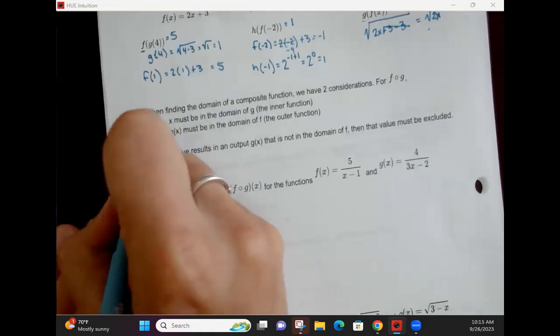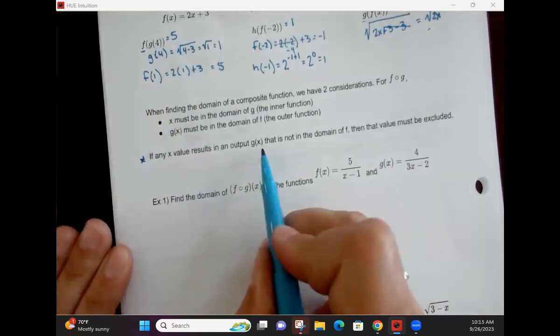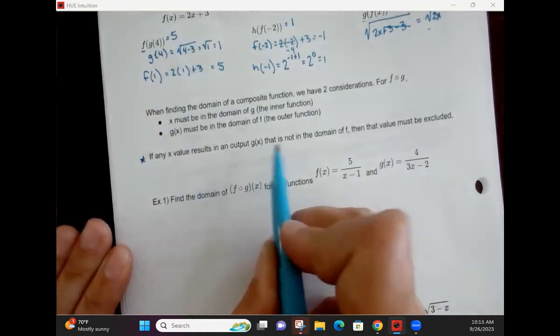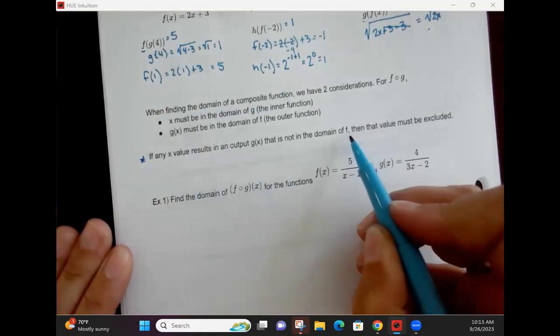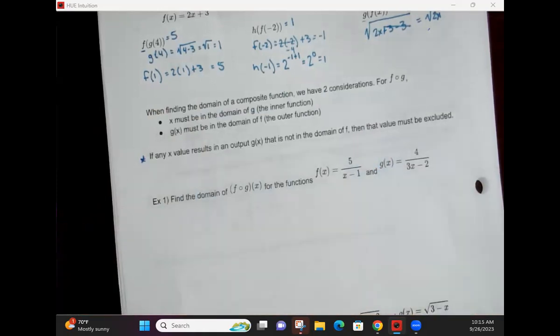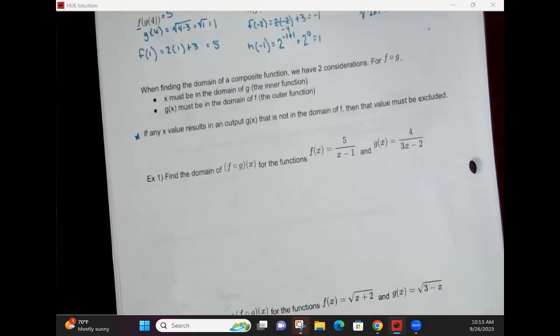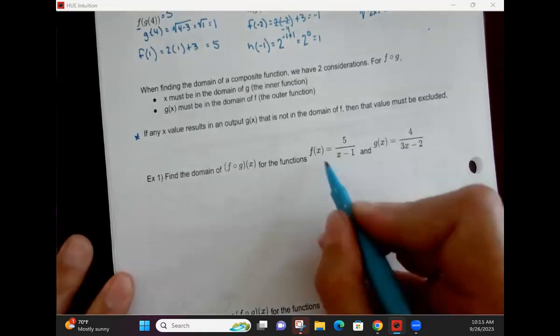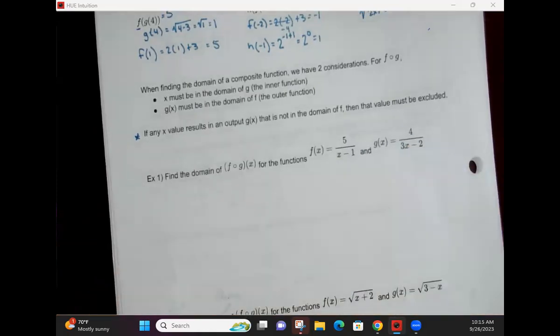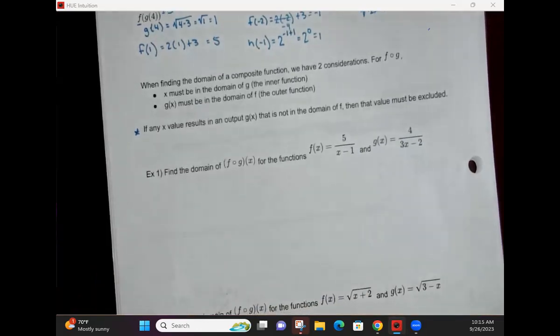But here's what I want you to keep in mind. Any x value that results in an output that's not in the domain of the other function is something that we'll have to exclude. So what we're keeping an eye on here is, are there things that we can't have? What do we have to exclude? Okay. So for our first example, I've got f of x and I've got g of x. I want you to notice these are both rational functions, right? I've got x values on the bottom. That means potentially I'm going to have vertical asymptotes. So I'm potentially going to have excluded values.